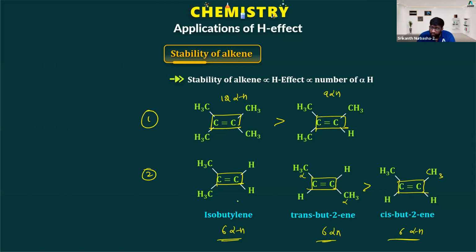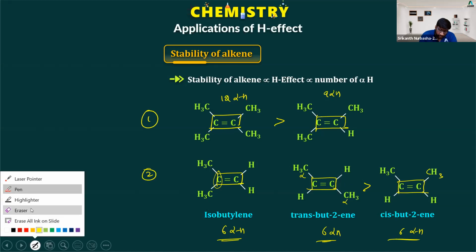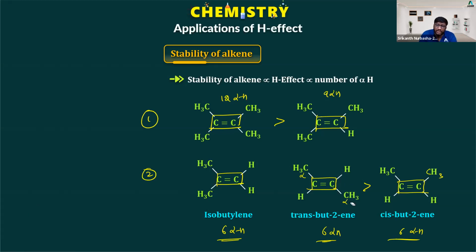What about isobutylene and transbutylene? Only 3 alpha hydrogens are available at a time for transbutylene. Both 6 alpha hydrogens are on the same carbon in isobutylene. Why are you looking at this particular carbon only? If 6 alpha hydrogens are there only on this particular carbon, that automatically means the other carbon has no hydrogens. From that perspective, trans should be more stable. At a time, here also 6 alpha hydrogens are available, but on different carbon atoms. So to decide which is more stable, you have to write the hyperconjugated structures.